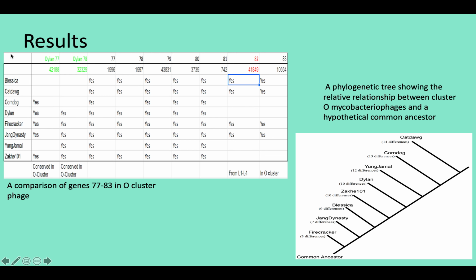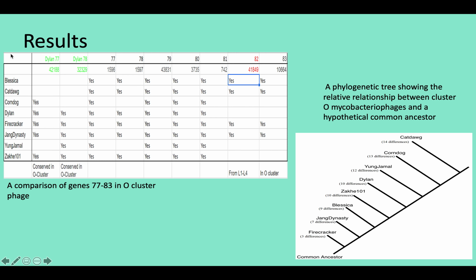After looking at that, we constructed a table comparing 8 of the 20 O-cluster phages. And we found that their similarity typically happens at the beginning of the genome, whereas their differences are later in the genome, which we know is typically characteristic of bacteriophages. So we constructed this table of differences. The genes are labeled at the top. And so we basically went through and said, is this gene here?